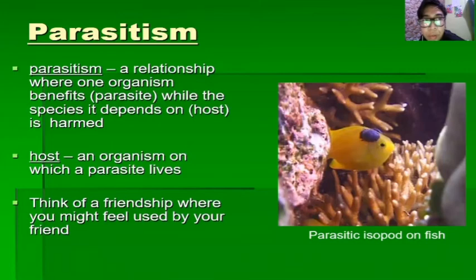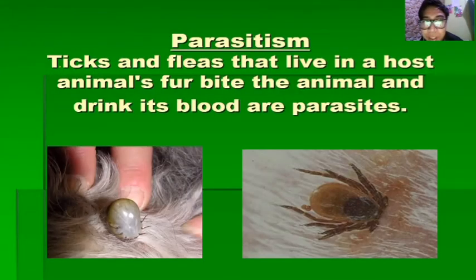Okay? Now, last is parasitism. Parasitism is a relationship where one organism benefits, which is the parasite, while the other species, which is the host, is harmed. One of the examples is the ticks and fleas that live in a host animal's fur, bite the animal and drink its blood. These are parasites. The parasites here are the fleas and ticks, and the host is affected because the parasites consume its blood as a source of food.